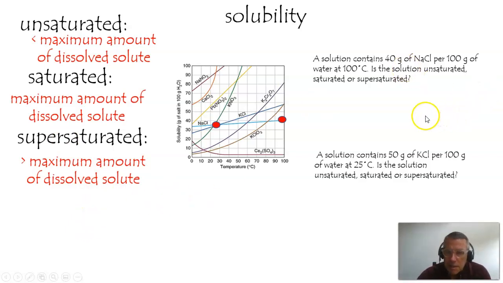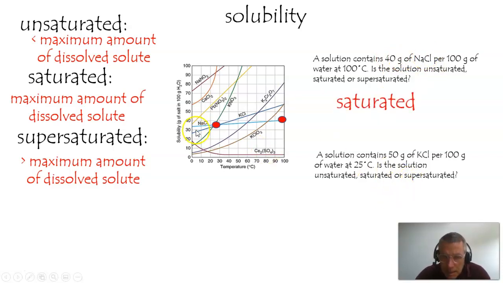Let's answer two questions. You've got a solution containing 40 grams of sodium chloride for every 100 grams of water at 100 degrees. Is that solution saturated, unsaturated, or supersaturated? Well, I just find the intersection on the graph. 100 degrees, that's right there. Sodium chloride, that's right there. And it looks like at 100 degrees you can handle exactly about 40 grams of salt for every 100 grams of water. Hey, that's exactly what they added. I believe they have a saturated solution.